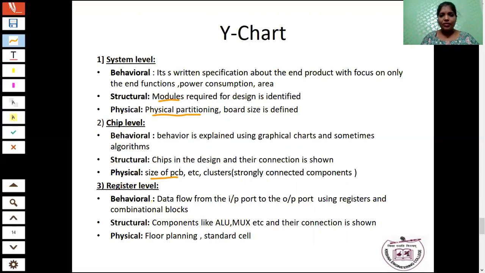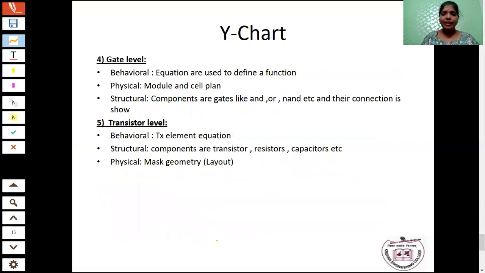Then in the register level, register level means how our data flows from the input port to the output port using registers and combinational blocks. In the structural domain, we consider the data flow through the arithmetic logic unit and multiplexers, etc., and the connections are shown. In the physical layout, we decide floor planning, that is where to place blocks in the IC, and standard cells. Then in the gate level, we define the Boolean expression.